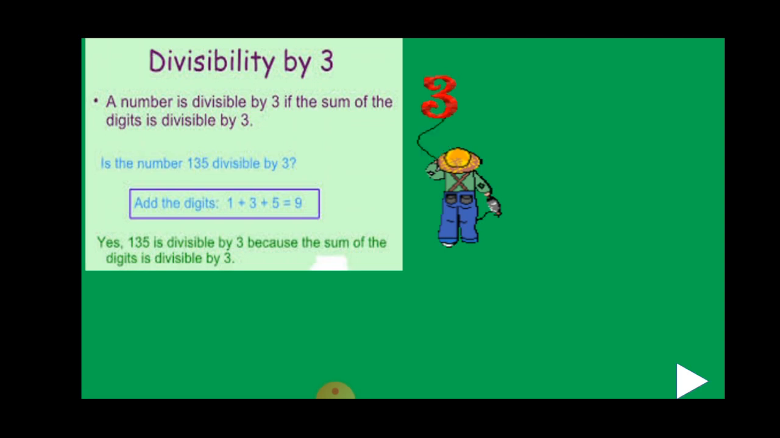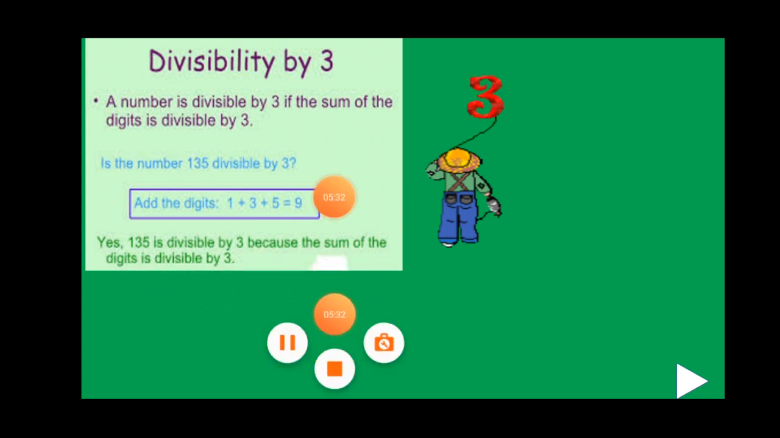Now let's learn about the divisibility by 3 in detail. To check the divisibility by 3, we must check that the sum of all its digits is divisible by 3. So let's say a number 135. Taking the sum of all its digits for the given number 135, we have obtained 9, and we know that 3 goes into 9 3 times. This means 135 is divisible by 3 because the sum of its digits is divisible by 3.